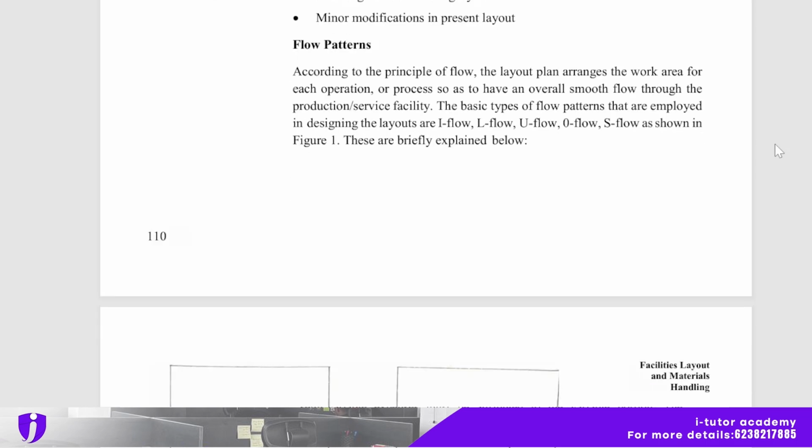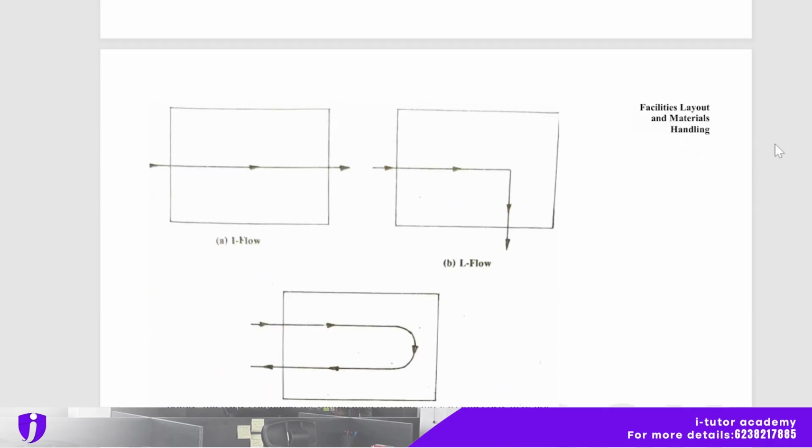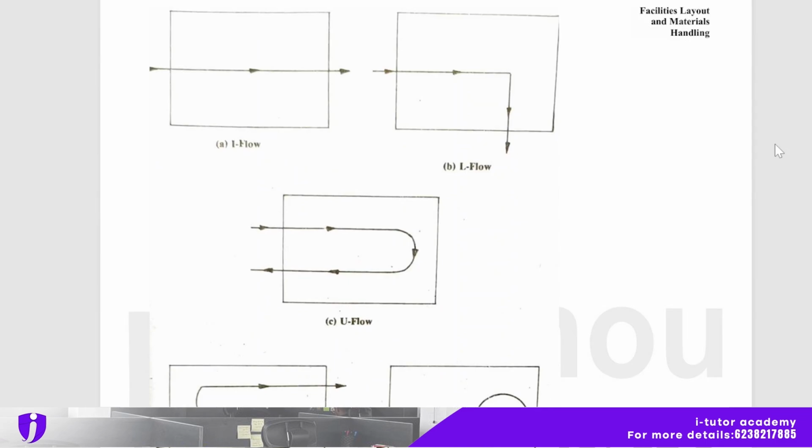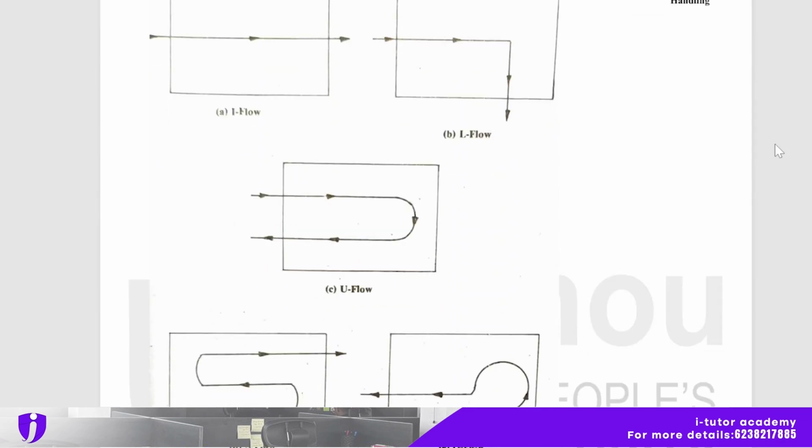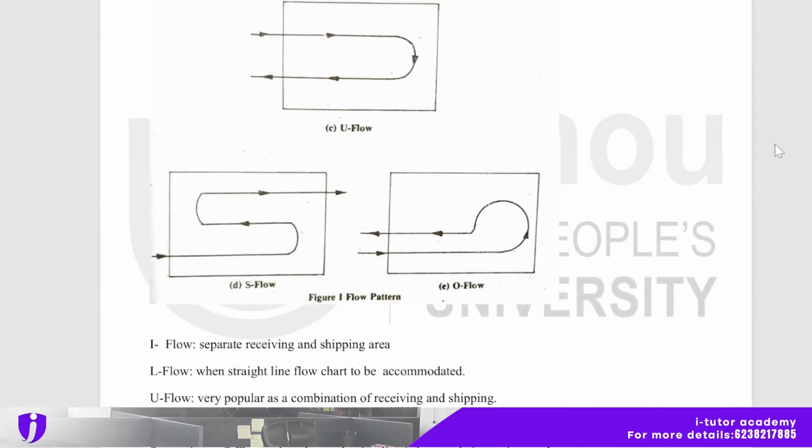Next is flow pattern. According to the principle of flow, the layout plan arranges the work area for each operation or process so as to have an overall smooth flow through the production or service facility. The basic types of flow patterns that are employed in designing the layout are I flow, L flow, U flow, O flow and S flow, as shown in Figure 1 here. So this is the I flow, L flow, and so on.